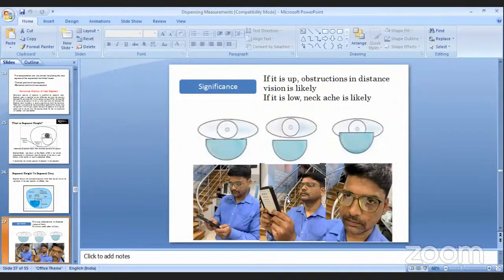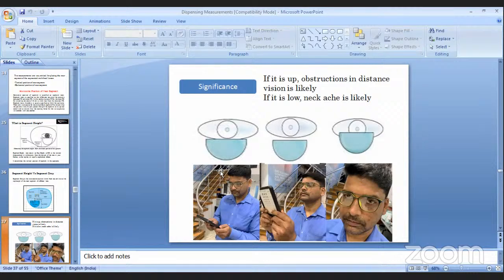Now compare the same thing with the picture given on the extreme left, at mid picture. Here the segment is fitted lower than the standard height. The patient will have to raise his chin to read, so he will complain of neck problems, neck pain.